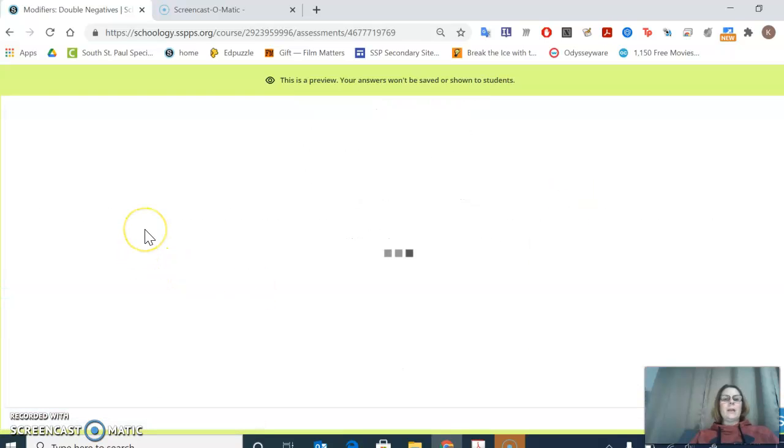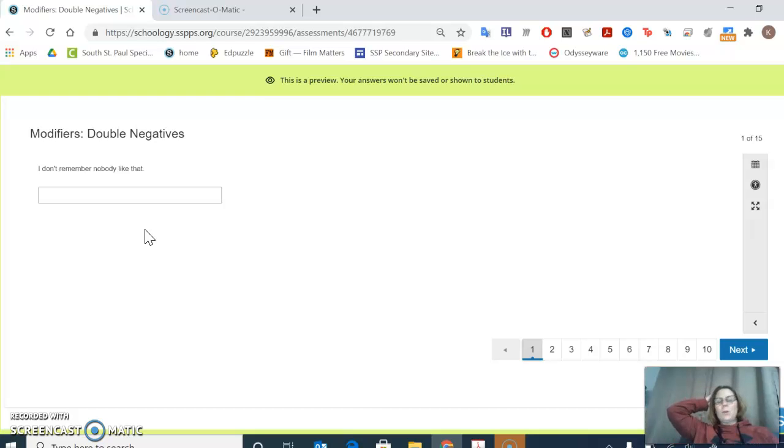So if we look at this first sentence, I don't remember nobody like that is not correct. So we would change that to I don't remember anybody like that. Now notice capitalization and punctuation and grammar count. So you've got to make sure you capitalize your first letter, and you make sure you have the correct end punctuation and correct spelling, etc. And then you move to the next one, and so on and so forth.